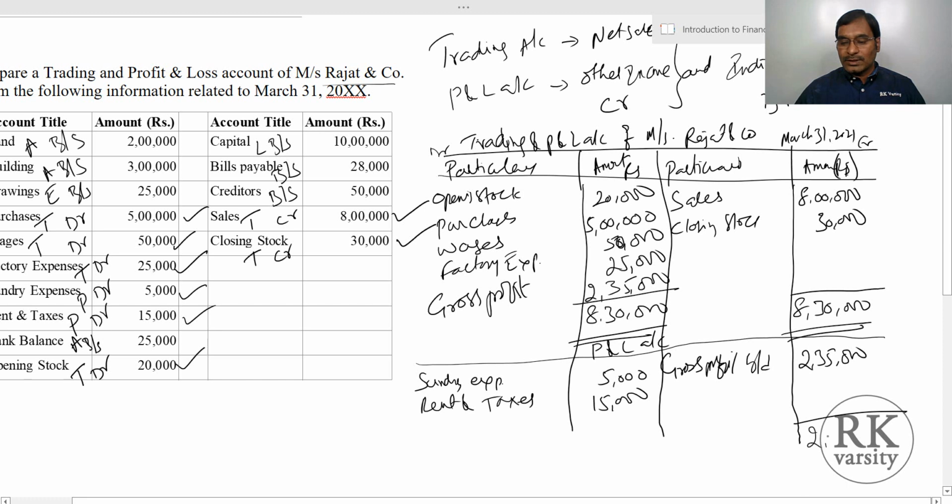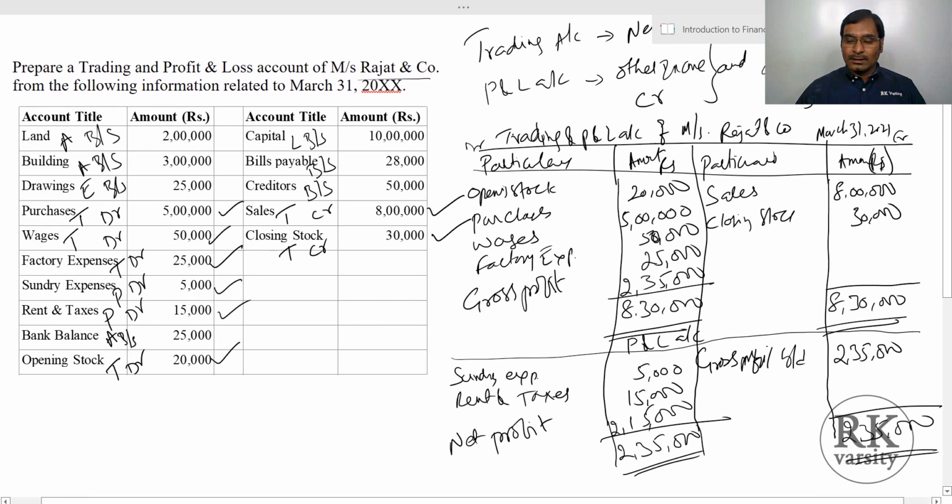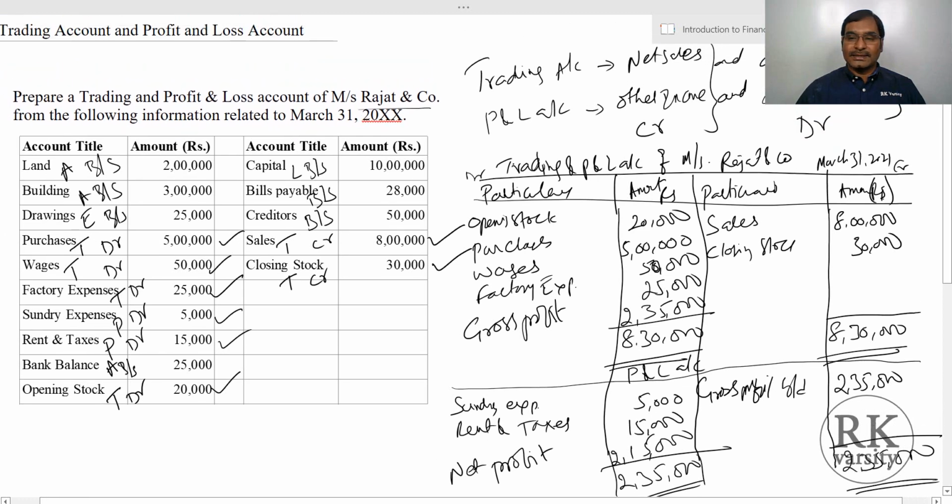So 2 lakhs 35,000. So here also 2 lakhs 35,000. And the difference between these is our net profit. So 2 lakhs 15,000 is your net profit. So this is simply how you calculate your trading and profit and loss account.